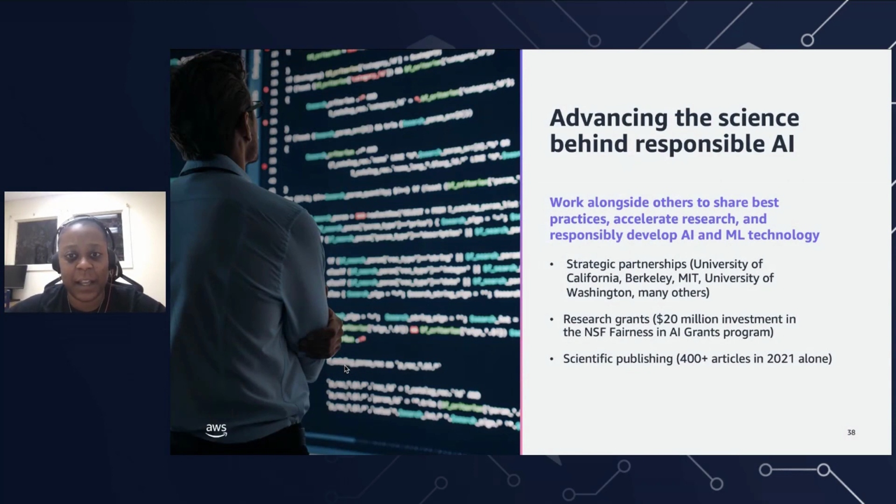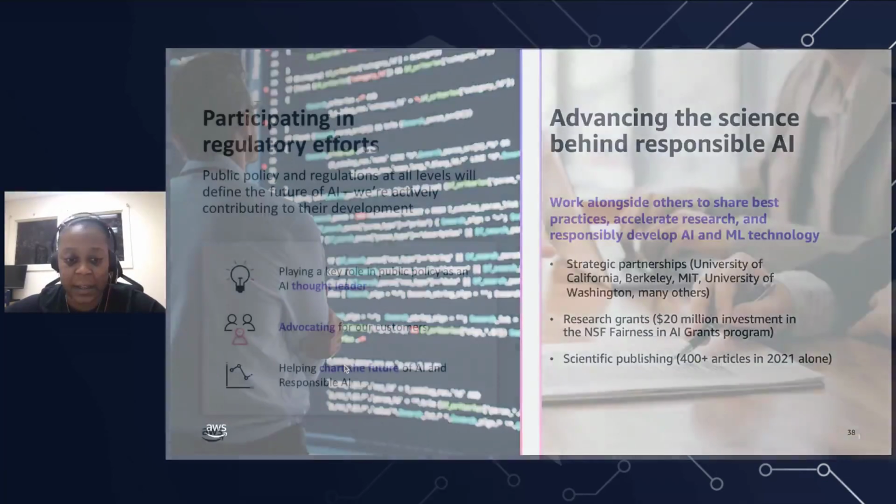Advancing the science behind responsible AI, making sure we work alongside others to share best practices, to accelerate research and to responsibly develop AI and ML technology, making sure that we're forming partnerships, because it's not just about the industry, it's a whole ecosystem. So you have the K through 12, you have the college and university systems, you have the startup companies, you have the large corporations. Everyone has to be on board and working together. Also, there are many research grants. We offer 20 million. We made an investment in the NSF Fairness in AI Grants Program, and we have over 400 articles. Definitely check out the Amazon Science blog to find out more about that and the conferences that we're presenting in.